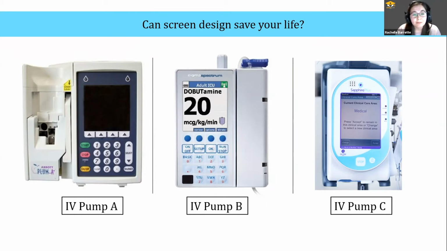You approach IV pump B, a different IV pump, a new IV pump that was recently purchased. This IV pump, although functionally the same, looks quite different. For example, the start and stop buttons are now combined. The start has now been changed to run. The essential buttons have been moved from the left to the top. The 0 and decimal point buttons have been moved from the bottom to the left.